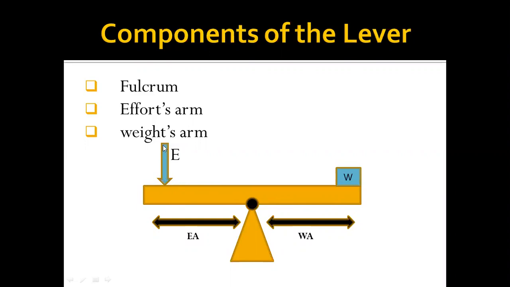The effort would be applied at one point of the lever and it will act on the other point of the lever where the weight is to be lifted. Now, components of the lever. There are three components of the lever: fulcrum, effort arm and weight arm. So this one is the fulcrum, the center point. The distance from fulcrum to the effort is known as effort arm, and the distance from fulcrum to the weight is known as weight arm.